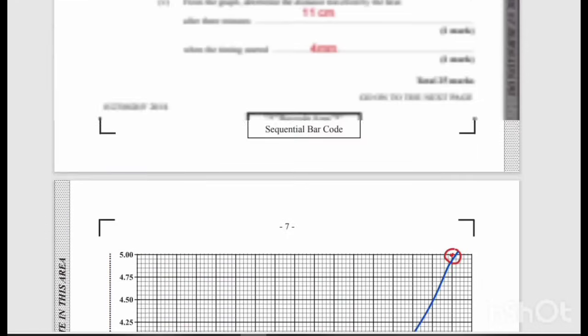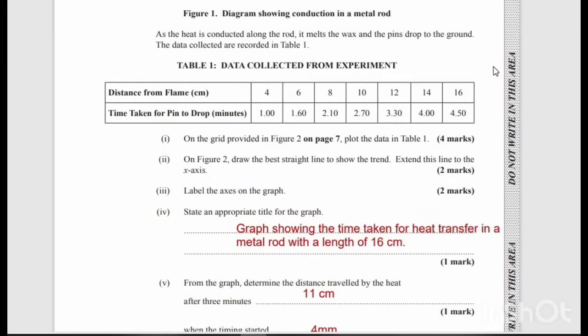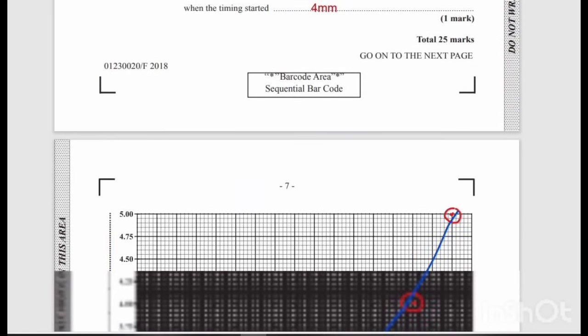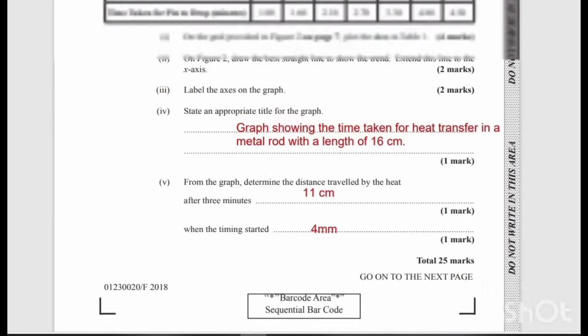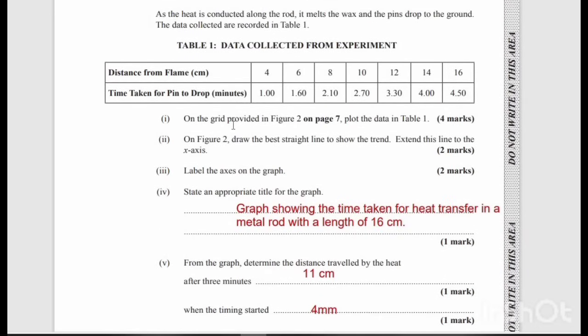So looking at the rest of our graph, you would have seen that I would have put in the pieces of data for you. And so we got these points all the way up, right? Now, the next part of our question, after we would have plotted the graph, asks us to draw the best straight line to show the trend.